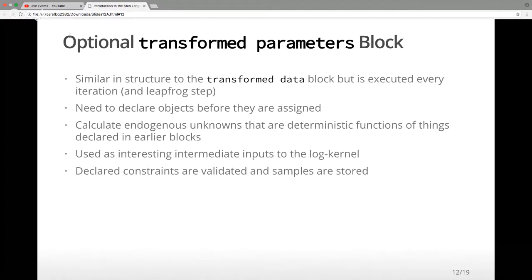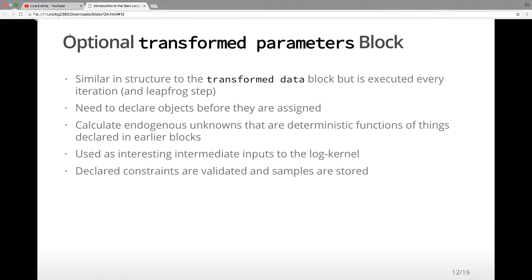And the reason why I say interesting is because things declared in the transformed parameters block are going to be stored in the output because you've said they are interesting. Also, if you declare things with lower bounds or upper bounds or whatever, those constraints are validated. So if you make a mistake in the transformation and you accidentally make something negative that's supposed to be positive, then you'll get an error message rather than just wrong values of that thing. So the transformed parameters block can be useful.